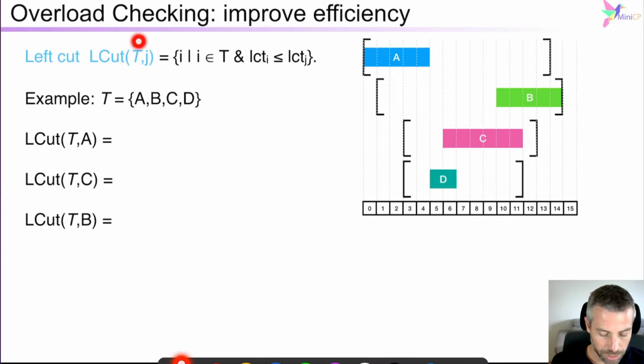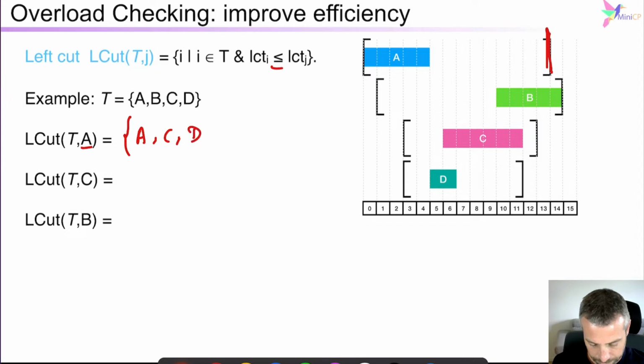So we define the left cut of the activity J here as all the sets of activities that have latest completion time less than or equal to the latest completion time of the activity J. So what it gives for the activity A: you take the latest completion time of A, that's this one. All the ones that finished before, well, there is this one and this one, because that's less than this and this is less than this. So what you have is, of course, A itself, because that's a less or equal, but you also have the activity C and you have the activity D.